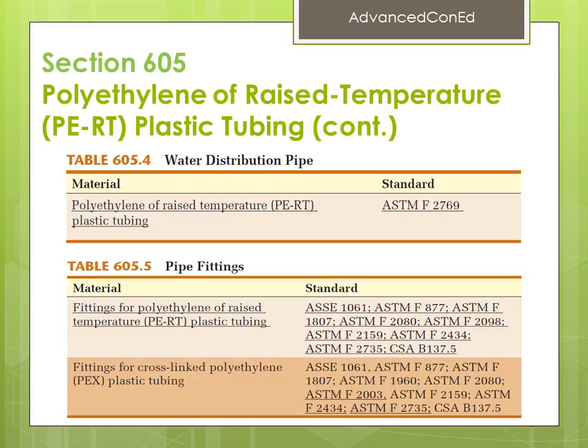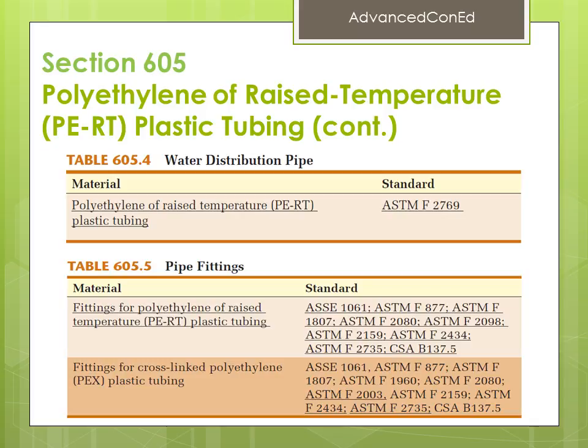Section 605, Polyethylene of raised temperature plastic tubing. Table 605.4, Water Distribution Pipe. Material, polyethylene of raised temperature plastic tubing. Standard, ASTM F2769.